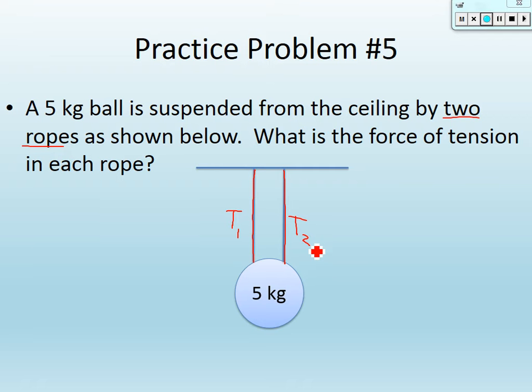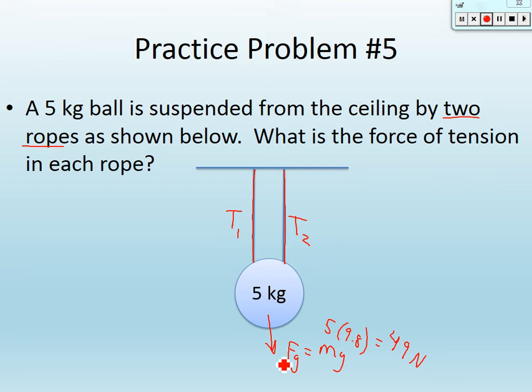Now again, is this object moving vertically? No, it's at rest vertically. So that means the forces acting on it are balanced vertically. What's the force that's going straight down? Force of gravity, and it's mg. Again, the mass is 5. G is always 9.8 on Earth. So that's, what is that? Again, it's 49 newtons straight down.